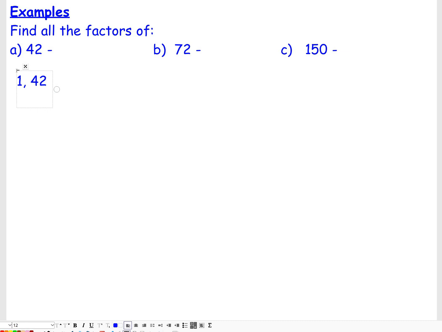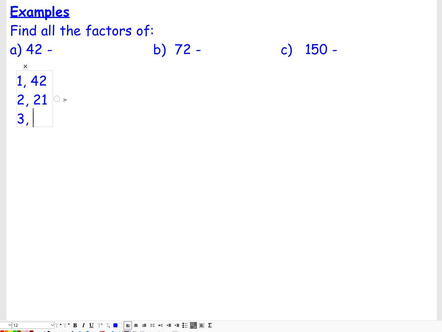Does 2 go into 42? Well, because it's an even number, any value that has a unit digit of 0, 2, 4, 6 or 8 we know is an even number, and even numbers can be divided by 2 exactly. So if we do 42 divided by 2, it gives us 21. Next number to check is 3.